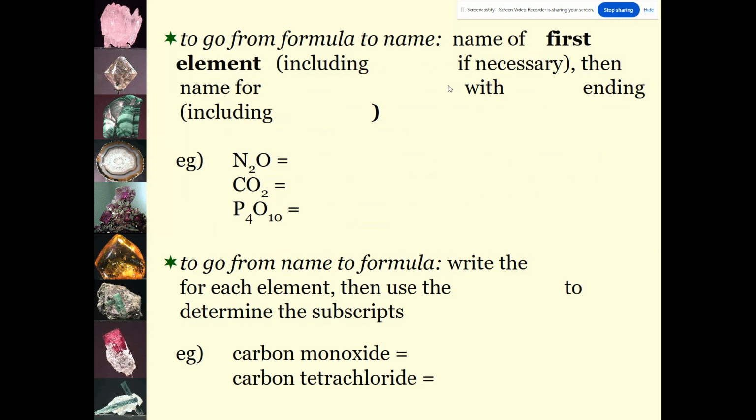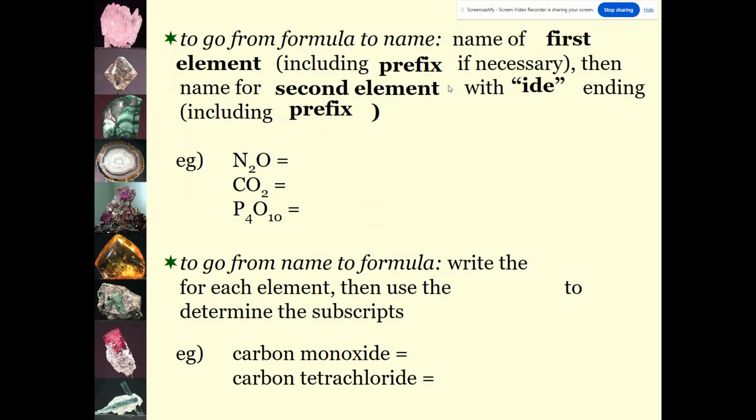So for naming these, we are going to use a prefix system for naming molecular compounds. The prefixes again are on the front of your periodic table: mono, di, tri, tetra, penta, hexa, hepta, octa, nona, deca. Okay? In Chem 30, you will not have those prefixes, so you will eventually have to memorize them.